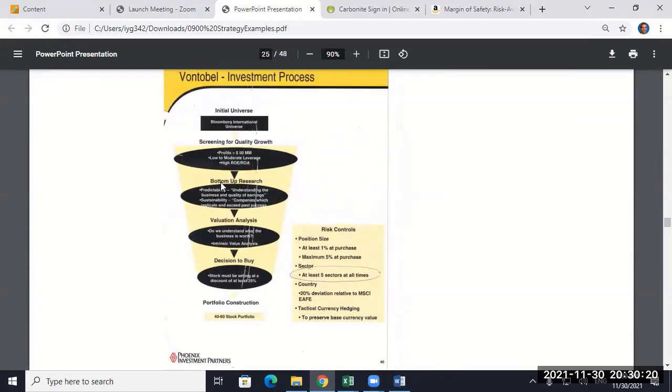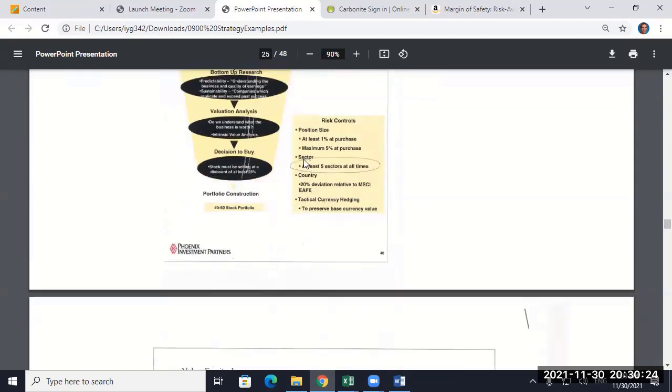And then again, their process. They start with the universe, bottom-up research, valuation analysis, decision to buy. At least 5 sectors at all times. So they're pretty concentrated. 5 sectors. There's only what, 11 sectors now? 5. You can leave out over half the sectors in your analysis. That's pretty aggressive. And this is international too. That makes it even more ridiculous. Their benchmark is EFA, so they're probably on developed markets.